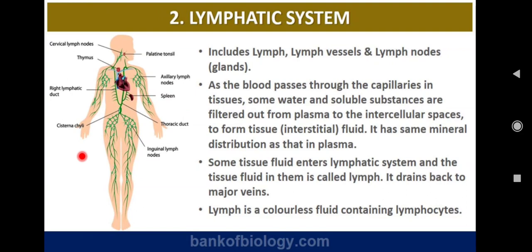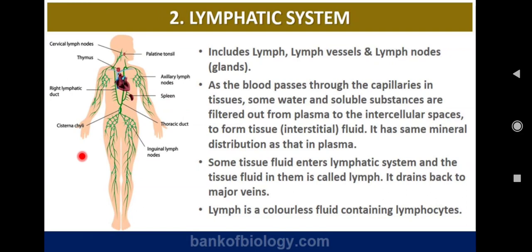This lymphatic system includes lymph, lymph vessels, and lymph nodes. Look at the picture. Where are the lymph nodes present? Lymphatic tissues are there, and lymphatic ducts are present. The starting point is the thymus always. Clear? So here, as the blood passes through the capillaries, first from the heart it enters into the aorta, which is of bigger size.